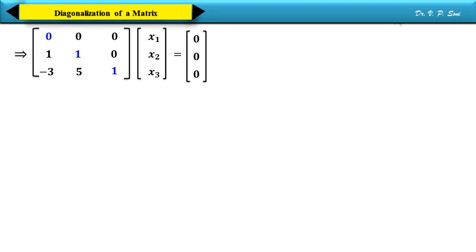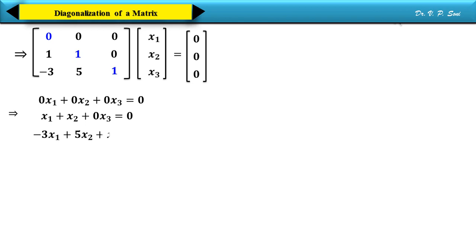Now multiply A minus lambda I into column matrix x1, x2, x3, then we get 0 into x1 plus 0 into x2 plus 0 into x3 equal to 0, x1 plus x2 plus 0 into x3 equal to 0, minus 3x1 plus 5x2 plus x3 equal to 0. Thus we have only two equations, x1 plus x2 equal to 0 and minus 3x1 plus 5x2 plus x3 equal to 0. Here there are two equations and three variables.